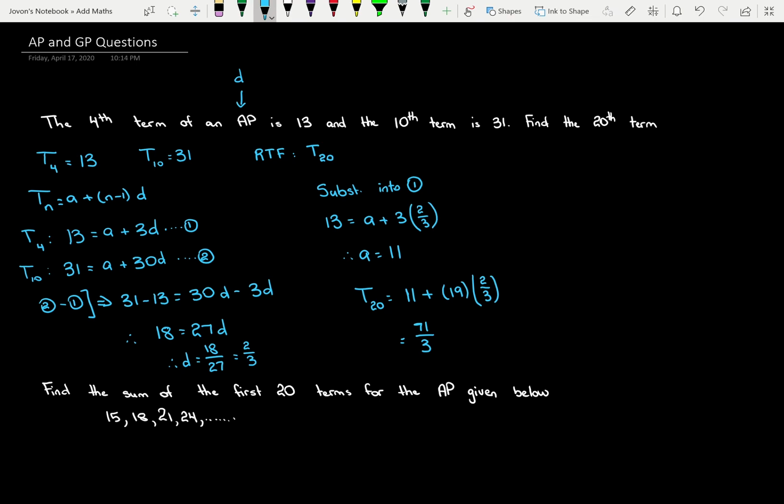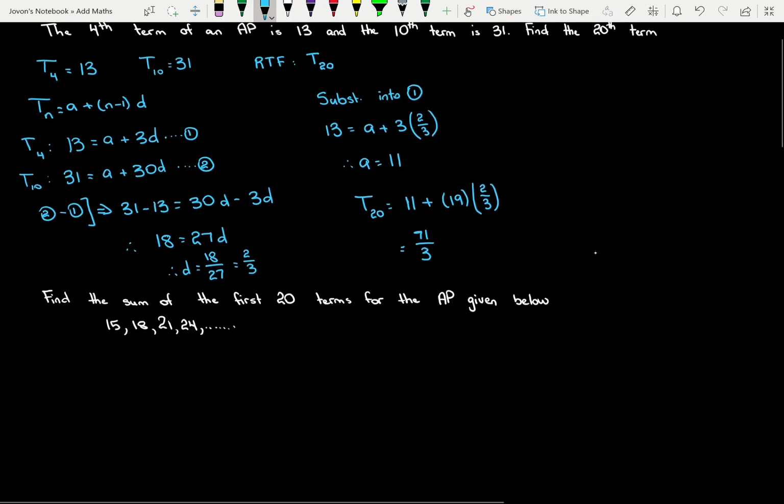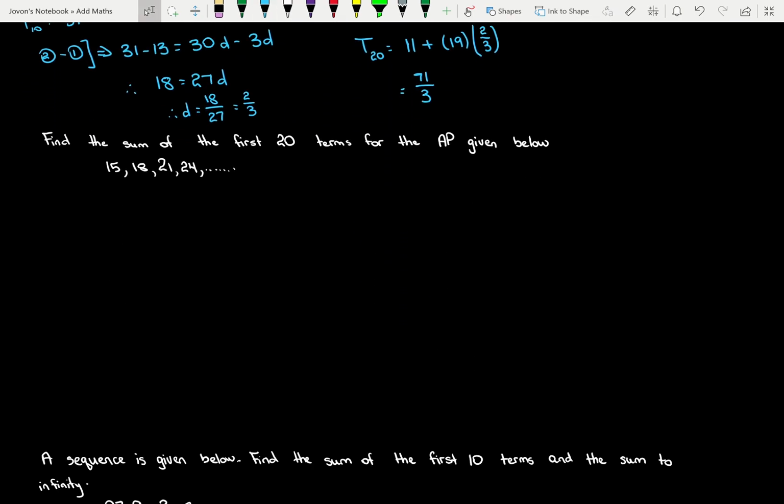Most of these questions are going to involve us using simultaneous equations if they don't give us a and they don't give us d. Okay, so now we have a next question. Find the sum of the first 20 terms for the AP given below. So we know it's an AP, so therefore it is a common difference we are dealing with. And they gave us some terms. From this, we know this is U1, which means this is the first term. So therefore we know that a is equal to 15. Okay, we know what a is already. Now we want to find the common difference.